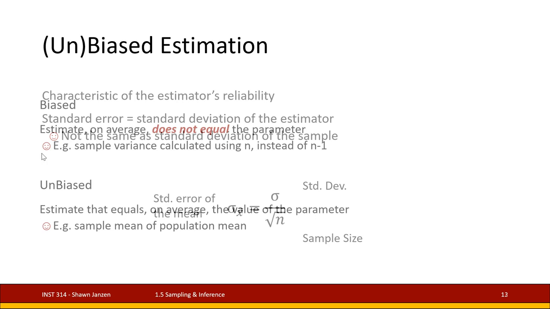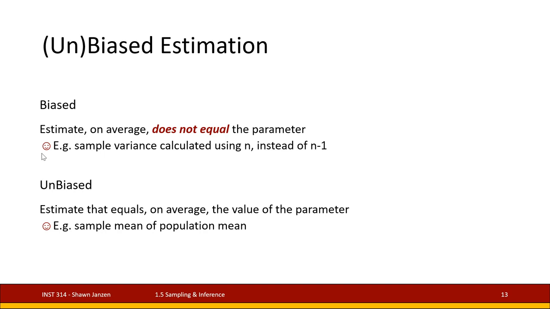I said before we have these two groups, biased and unbiased, and biased is saying that when we go out and get our estimates, on average, it's not going to equal the parameter. This is because we're using just straight n, the sample size, in our estimates, rather than doing an n minus 1. Why would you do an n minus 1? Well, this is a way for us to be conservative, and I don't mean conservative in the political sense, like liberals and conservatives, but conservative as in cautious.